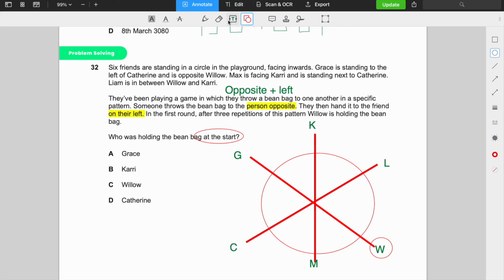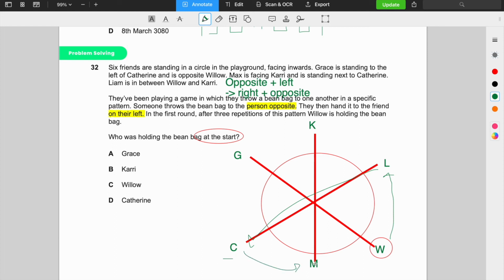So how do we work backwards? Well, we have to do the reverse of opposite plus left. So that's going to be, you have to go right and opposite. Okay, so we want to reverse what's happening. So we want to do 3 repetitions. Okay, so to go backwards, we want to go to the right, then opposite. So that's with Catherine. So that's 1 round.